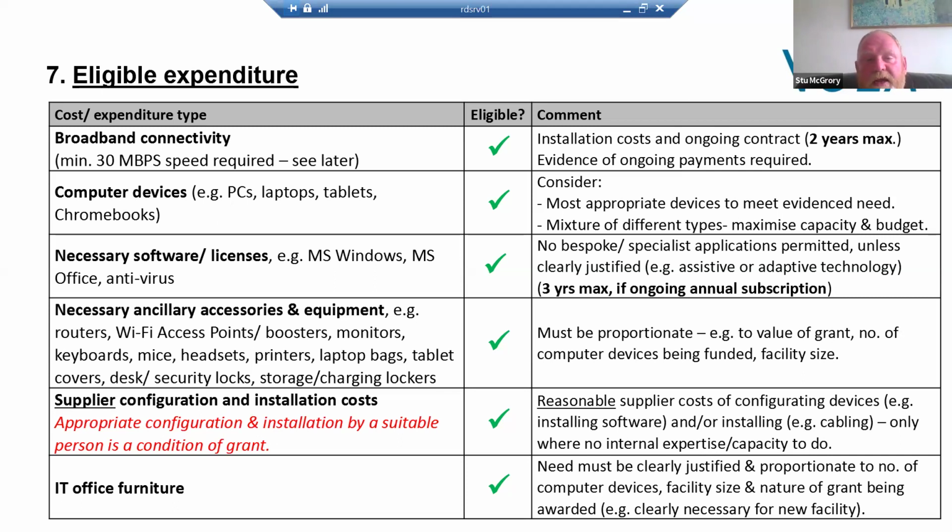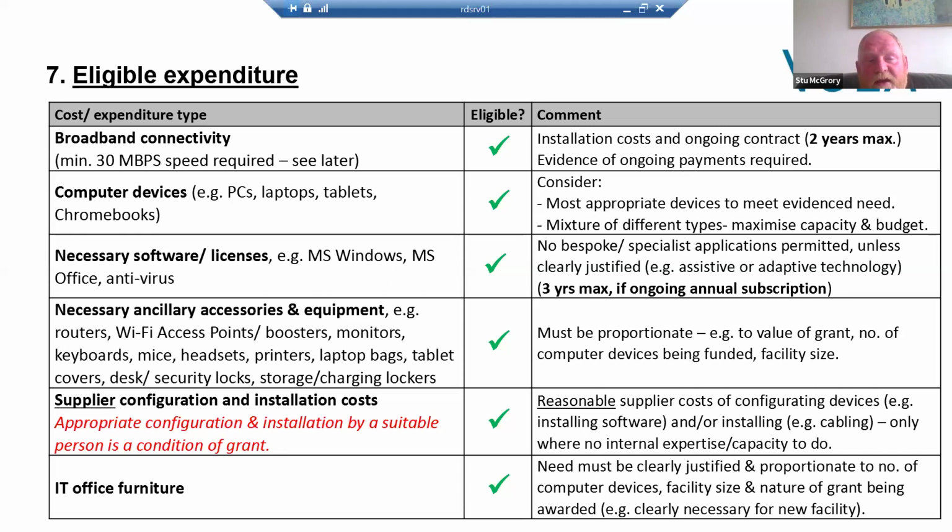You can get the equipment you need to go with the computers, like your monitors and mice and keyboards and headsets and whatever. You also need the behind the scenes network equipment. You might need routers.